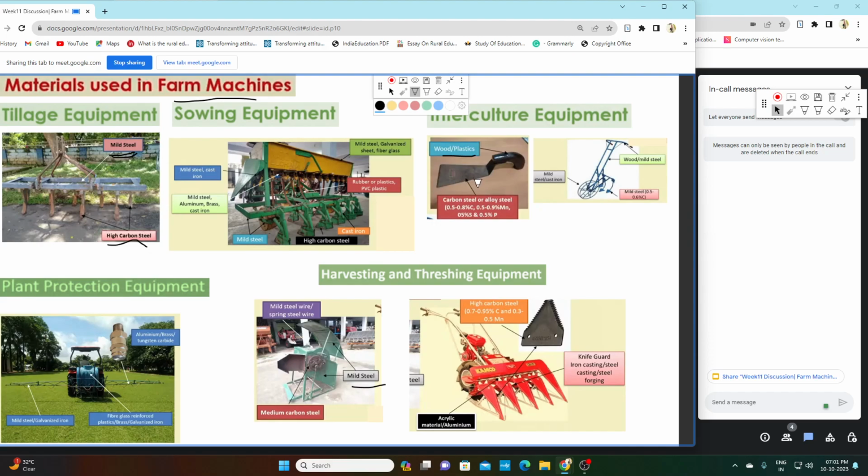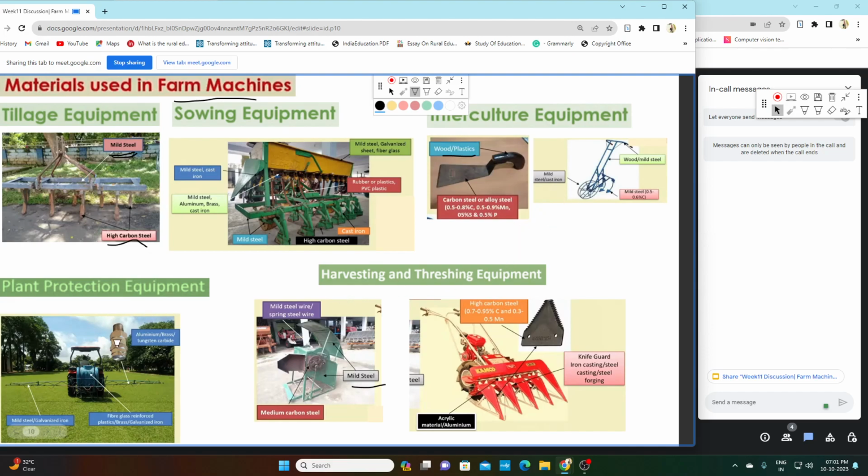in a manual type of intercultural operation, it is made up of carbon steel, low carbon steel, and in the push pull type of weeder, it is made up of mild steel, and in the push pull type of weeder, the wheel is made of mild steel or cast iron.